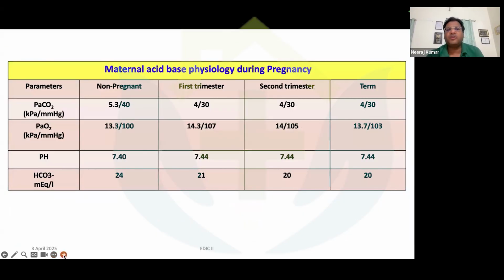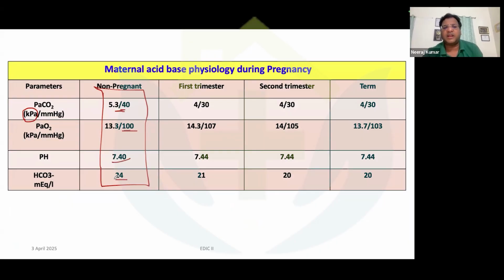Okay. Now coming to the maternal acid-base physiology during pregnancy, I have added a table with the values in kilopascals as well as millimeters of mercury. In non-pregnant, normal female patients, the PCO2 value is 40 millimeters of mercury or 5.3 kilopascals. The PO2 is 13.3 or 100 millimeters of mercury. The pH is 7.4 and the bicarbonate is 24. Now you just see how each trimester is affecting the different acid-base physiology.